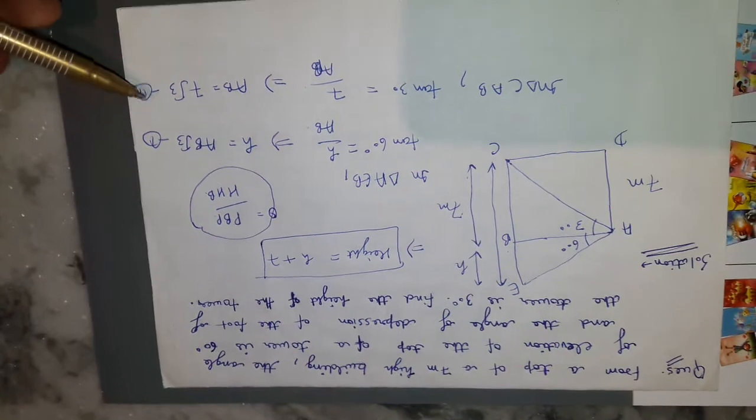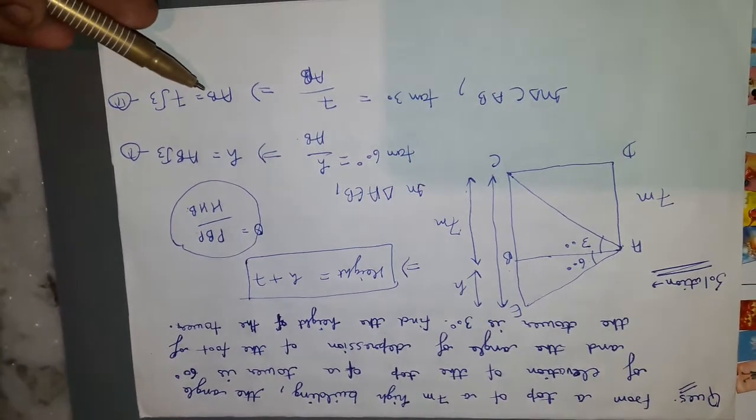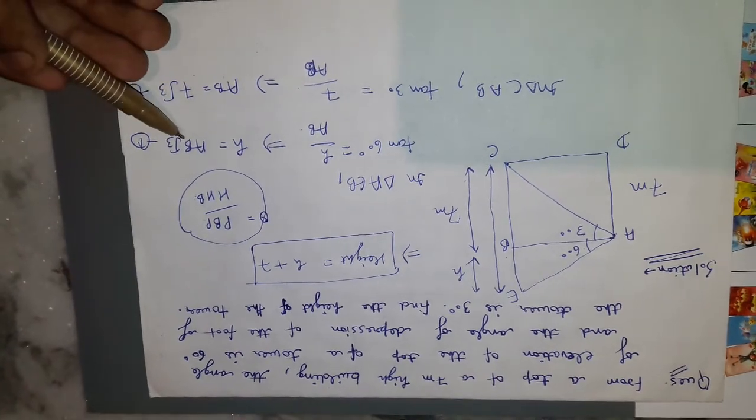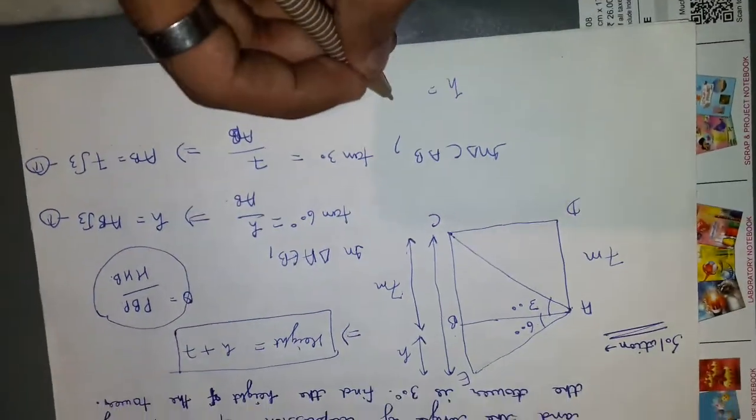Now we have two equations and we can easily find h. If we put this AB value in equation 1, we get 7 root 3 into root 3, so what is h?